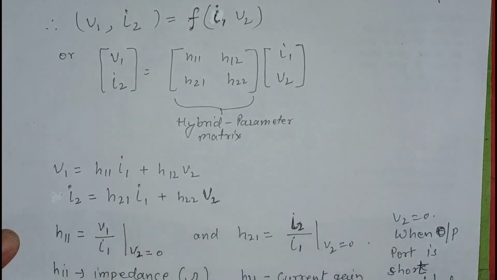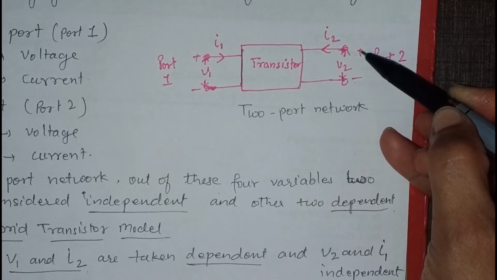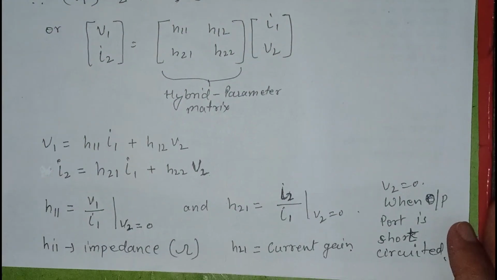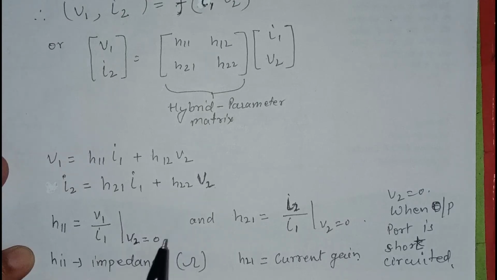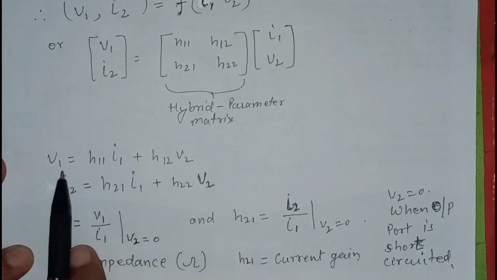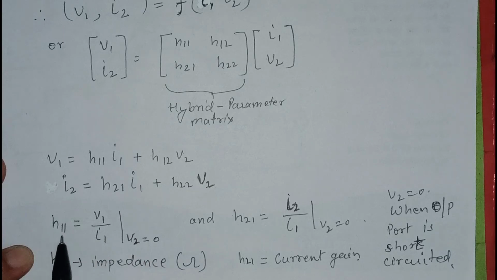To find out what these parameters are, first we will put V2 equals 0. We will connect this positive terminal to this negative terminal, meaning V2 equals 0. So after short circuiting this output port, we can find H11. This term becomes 0, so H11 equals V1 upon I1, at V2 equals 0. We can see here this is the input voltage and this is the input current. So according to Ohm's law, this is the impedance at the input side.